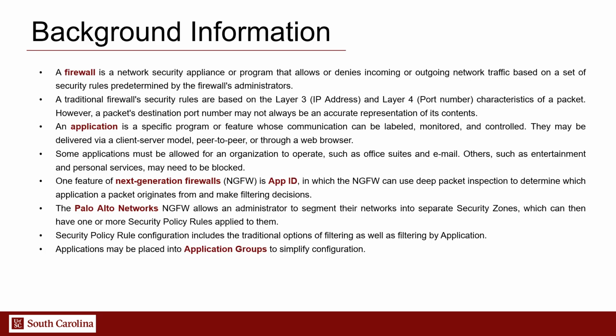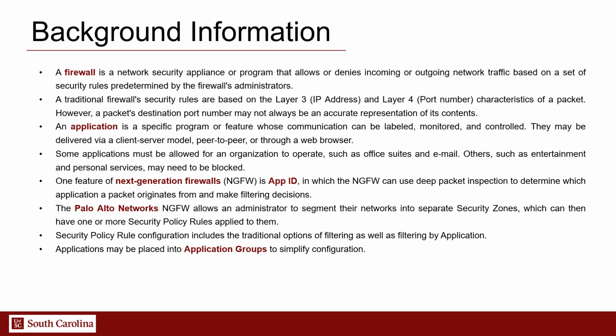Before we continue, I will explain the terminology used in this presentation. A firewall permits or denies network traffic based on security rules set by the firewall's administrators. A traditional firewall permits or denies traffic based on its source or destination IP addresses and port numbers. However, a packet's destination port number, in particular, may not always be an accurate representation of its contents. An application is a specific program or feature whose communication can be labeled, monitored, and controlled. Some applications must be allowed for an organization to operate, while others may need to be blocked.